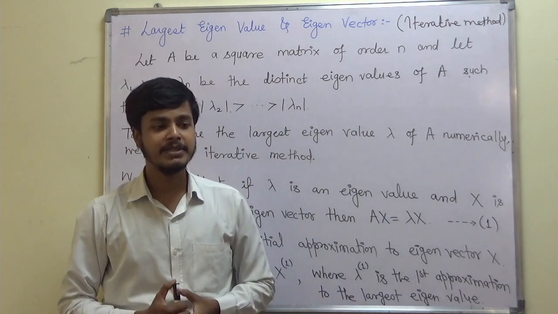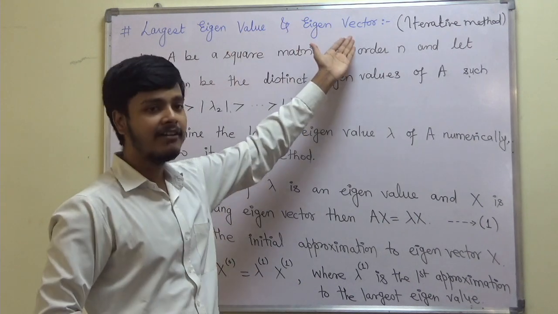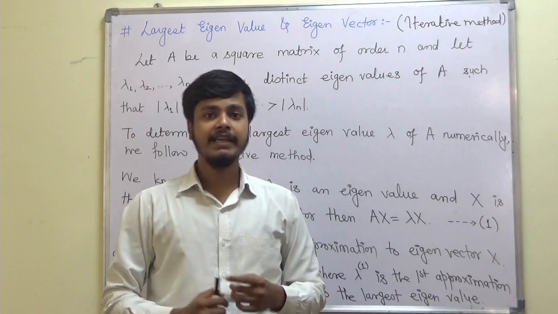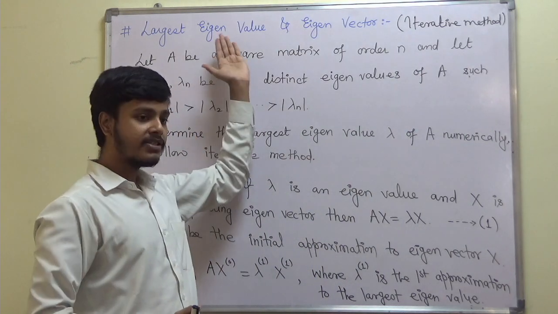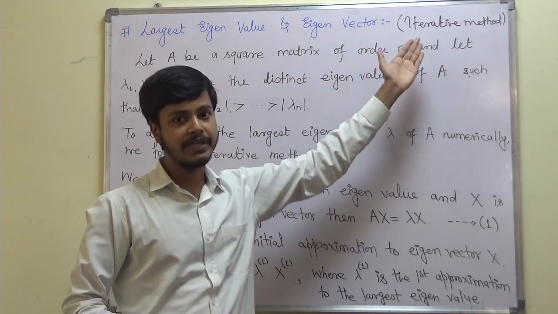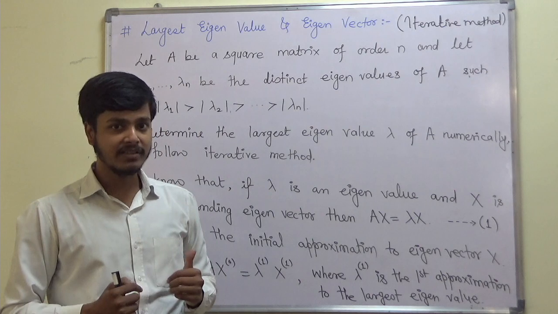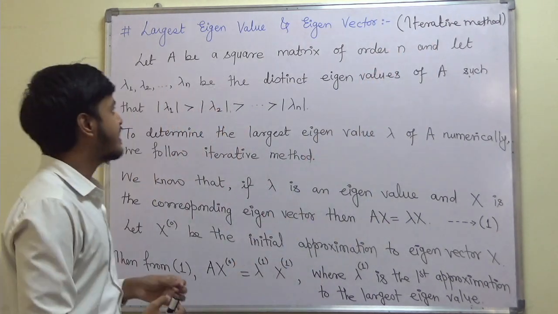Hello everyone, my name is Atish and the topic of this learning video is the largest eigenvalue and corresponding eigenvector. In this, we'll see if a matrix is given to you, how can you find out the largest eigenvalue and the corresponding eigenvector to it. And to find this, we'll adopt a method named iterative methods. So let us understand this.